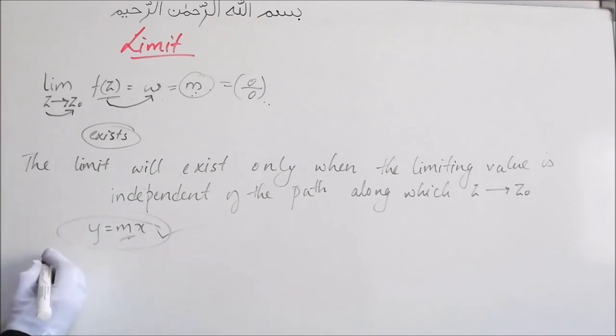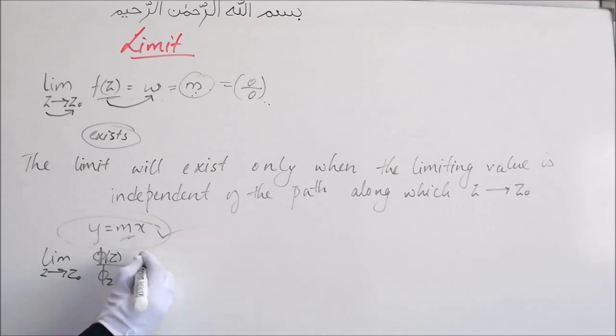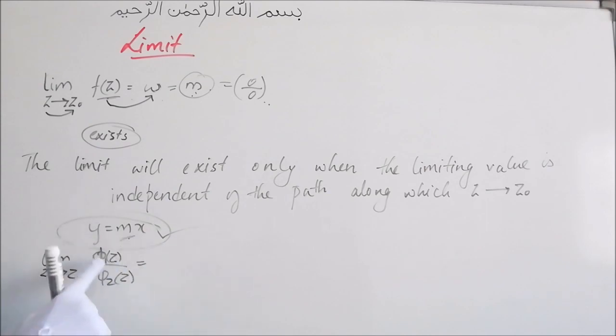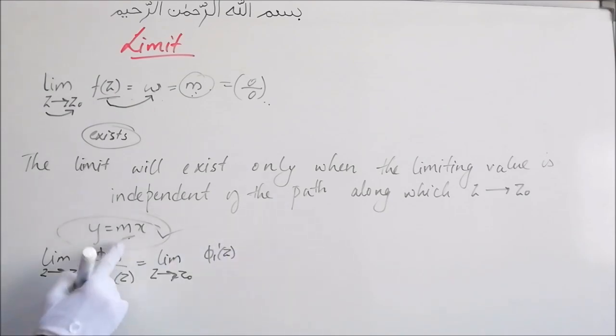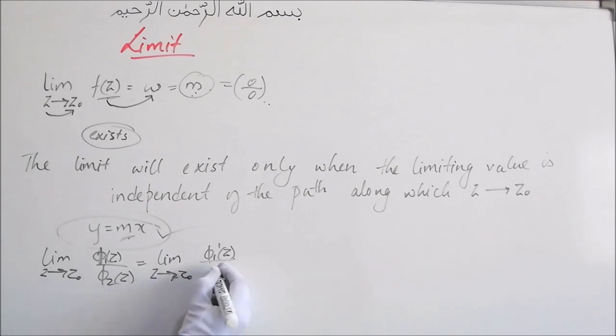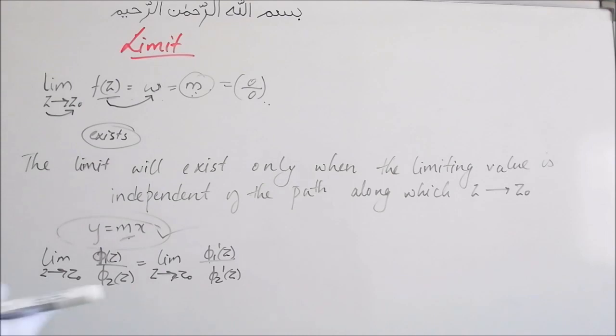What is L'Hospital's rule? If you have the limit z tends to z naught, phi 1 of z upon phi 2 of z, and it comes out to be 0 by 0, then by using L'Hospital's rule, this can be equal to the limit z tends to z naught, phi 1 dash of z, that is differentiation of this one, divided by differentiation of this term, phi 2 dash of z. If you again get 0 by 0, you can again use L'Hospital's rule, that is differentiation of this part divided by differentiation of this part, and so on.